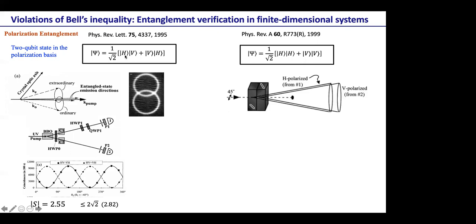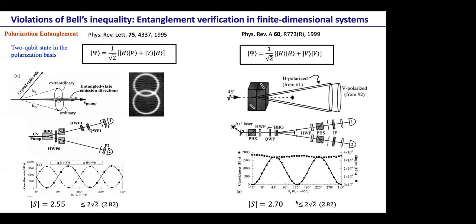Here you have one crystal and a second crystal rotated 90 degrees with respect to the first one, and you come in with 45 degree polarized light. So this light either gets down converted in this one or in that one. When it gets down converted in this one, it produces HH. When it gets down converted in this one, it produces VV. And if the crystals are thin enough, then effectively the state that you produce is HH plus VV. With this state also, people were able to show violation of Bell inequality. This was a much better violation, going to 2.70.